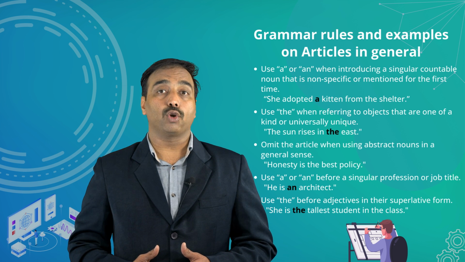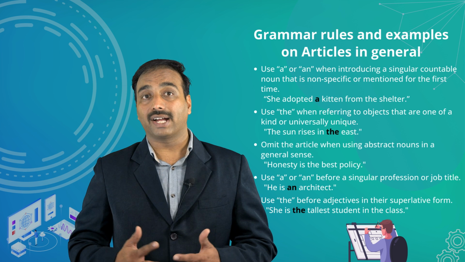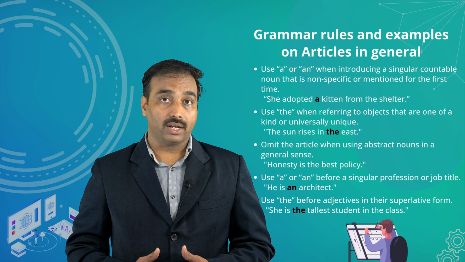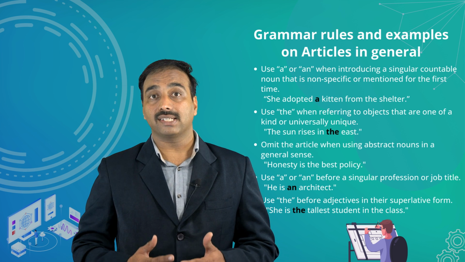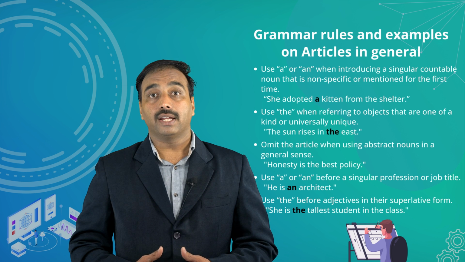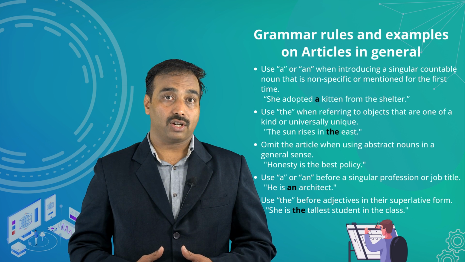Use the when referring to objects that are one of a kind or universally unique. For example, the sun rises in the east. There is only one sun and one east direction, making them unique.